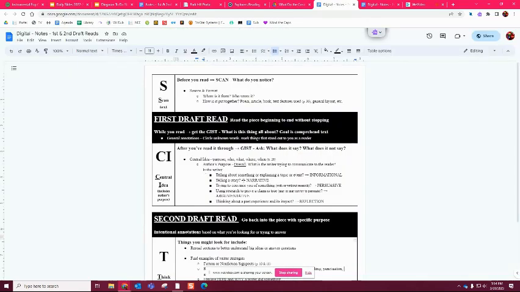Is the writer telling about something or explaining a topic or event? If so, it's informational. Are they telling a story? It's narrative. Trying to convince you of something? Be persuasive. Using research to prove a claim that is true? Argumentative. Thinking about a past experience and its impact would be reflection.